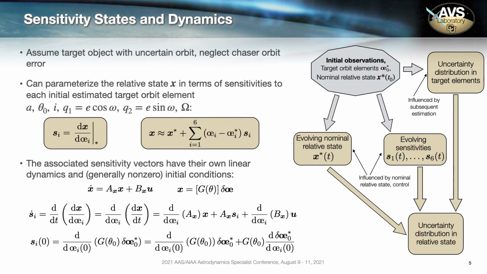We can obtain the sensitivity dynamics, as discussed before, for which all relevant matrices are evaluated based on some nominal target orbit elements. We can also compute the non-zero initial conditions using the mapping from orbit element differences to the relative state. And this figure on the right here shows how an initial choice of nominal target orbit elements from the uncertainty distribution gives a nominal relative state and its dynamics, the sensitivities and their dynamics. The uncertainty distribution in the initial target elements is only affected by estimation, whereas the nominal relative state and the sensitivities are not affected by estimation. They are, however, influenced by control.